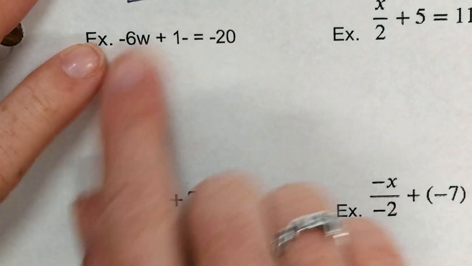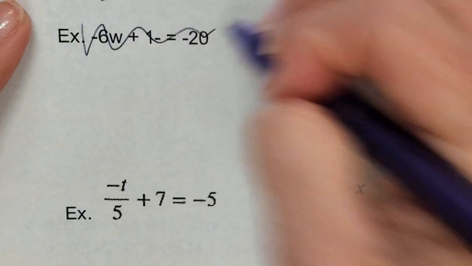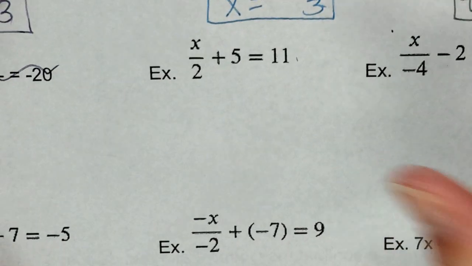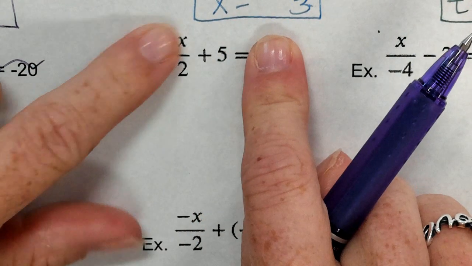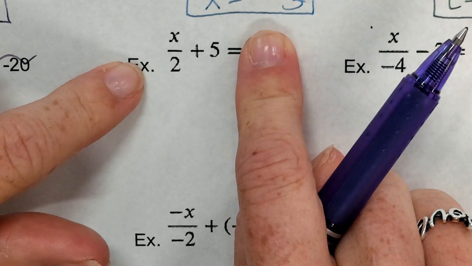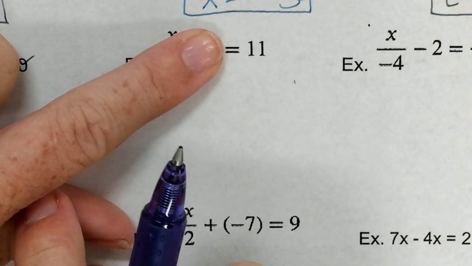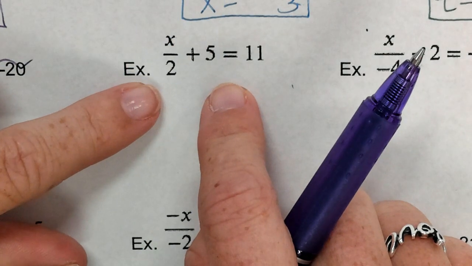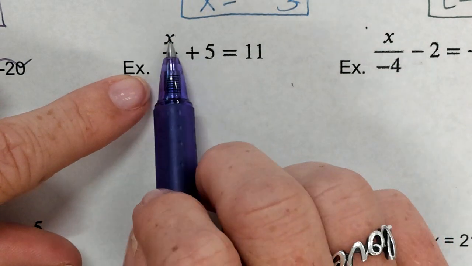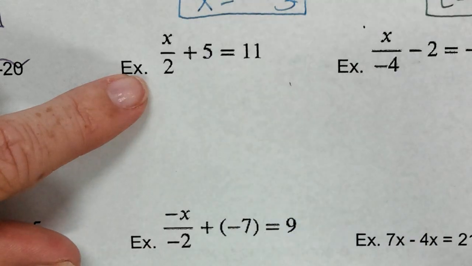Okay, let's go look at this one. Oh, that one has a typo. Let's just not do that one. That's my fault. Let's look at this one. Are there any like terms on the left? No. Are there any like terms on the right? No. My goal, pay attention, is to isolate the x. So I got to get rid of the 5 and the 2.